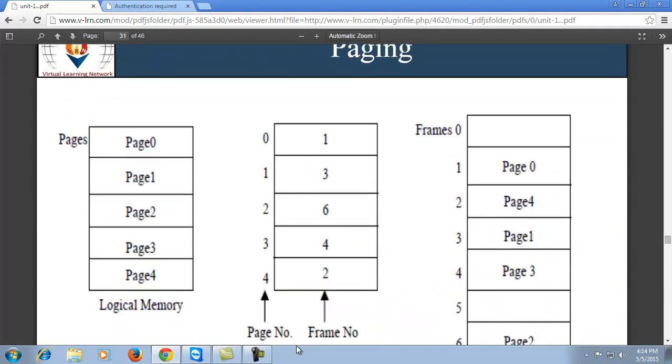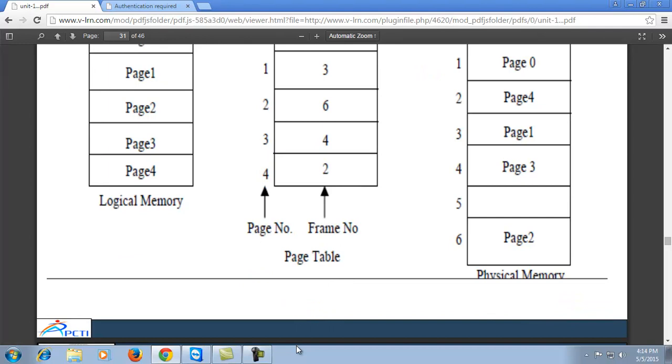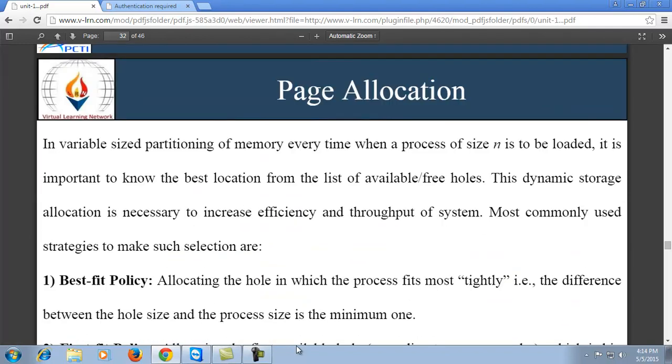This is the diagram representing a number of pages, like page 0 to page 4. This is the logical memory. Inside this we have the frame numbers in which the data is stored. This represents the page table, and in the frames we have the pages. We can say this is the physical memory and physical storage of data. Now the next is page allocation.